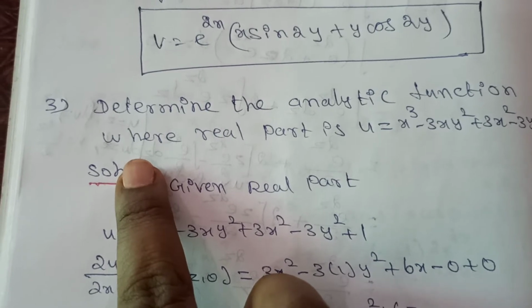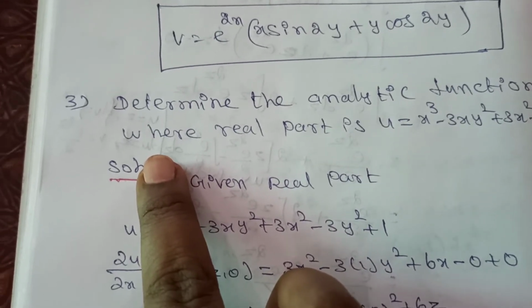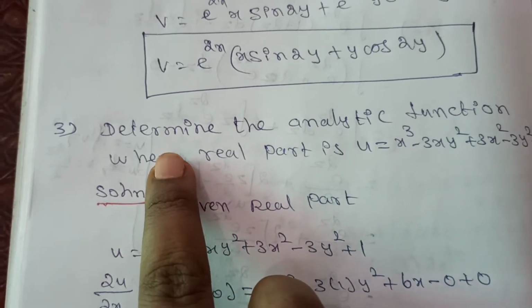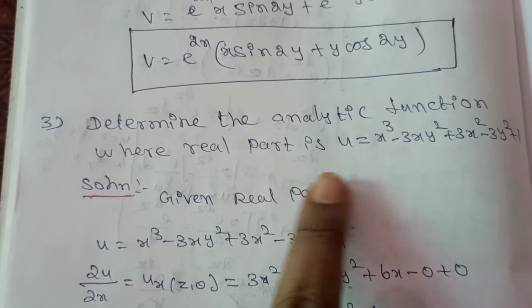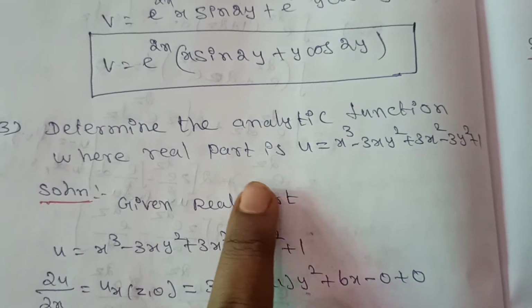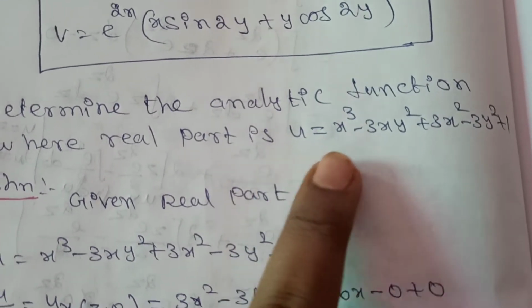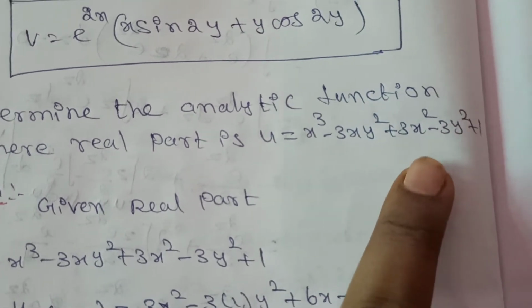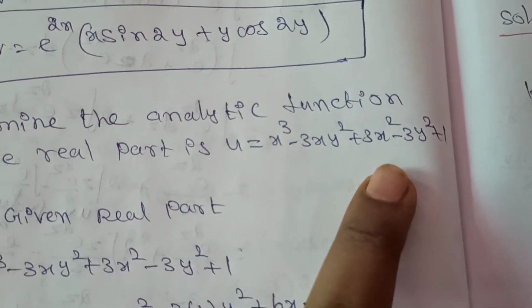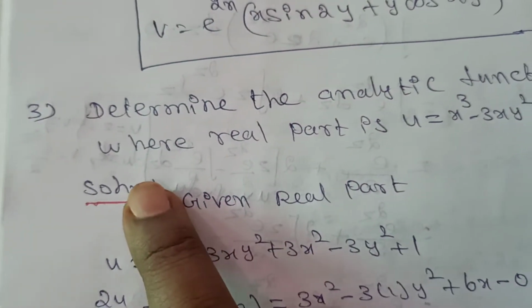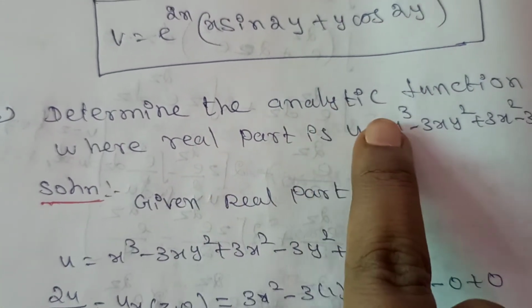Now we are going to start the third question. What is given in the third question? Determine the analytic function where the real part is u, which is equal to x cube minus 3xy square plus 3x square minus 3y square plus 1. So, determine the analytic function.